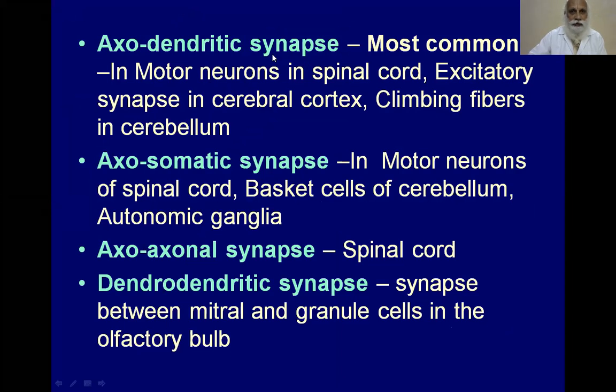Actually the dendritic synapses are more common, and even the soma also receives a large number. Axodendritic synapses you can find in the motor neurons of the spinal cord, excitatory synapses in the cerebral cortex, parallel fibers in the cerebellum, etc. Axosomatic synapses you will find in the motor neurons of the spinal cord, basket cells of the cerebellum, and autonomic ganglia. Axoaxonic synapses are mostly in the spinal cord. Dendrodendritic synapses are between mitral and granule cells in the olfactory bulb. So this is relatively rare.